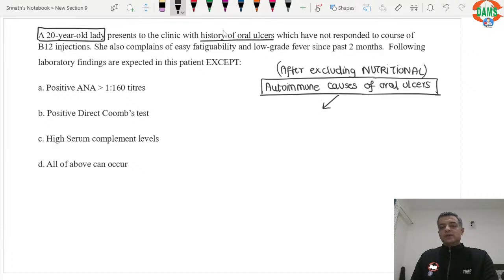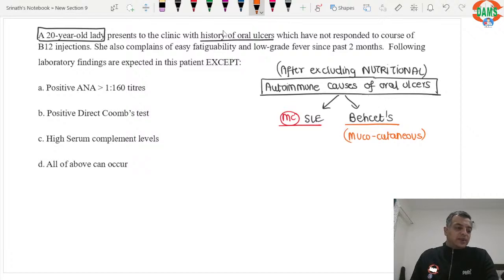Autoimmune cause can be SLE, but let's not forget Behçet's disease also. Both can be there. SLE is definitely more common. Behçet's also is a possibility, where there can be a mucocutaneous presentation. Very good, SLE, Behçet's. Correct.